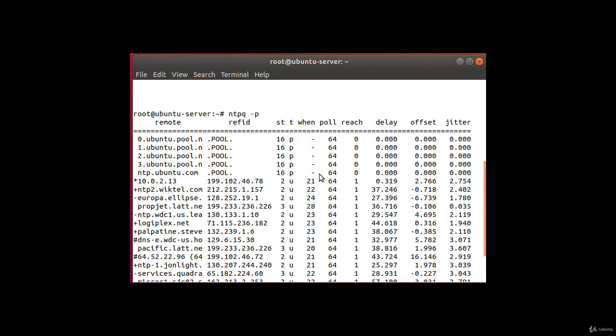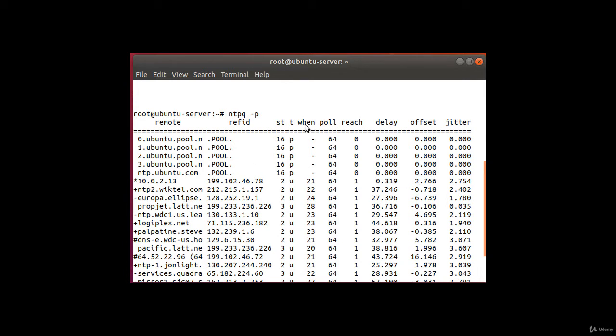T is the type of connection. It can be U for unicast or manycast, B for broadcast, or T for multicast, L for local reference clock, S for symmetric peer, A for manycast server, B for a broadcast server, or M for a multicast server. And since the first four belong to a pool, that's why you're seeing P over here.